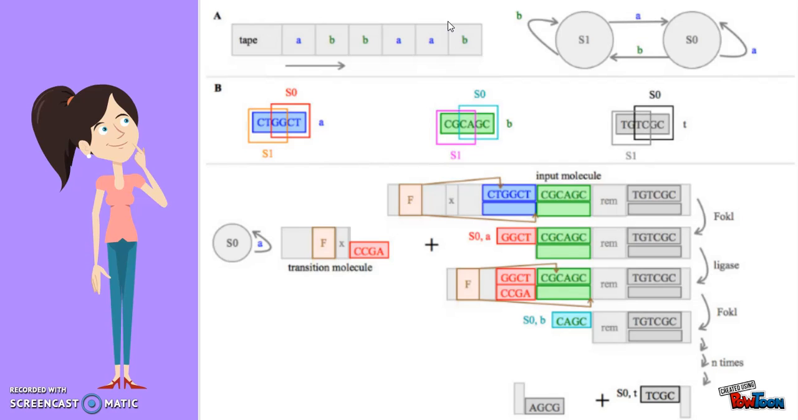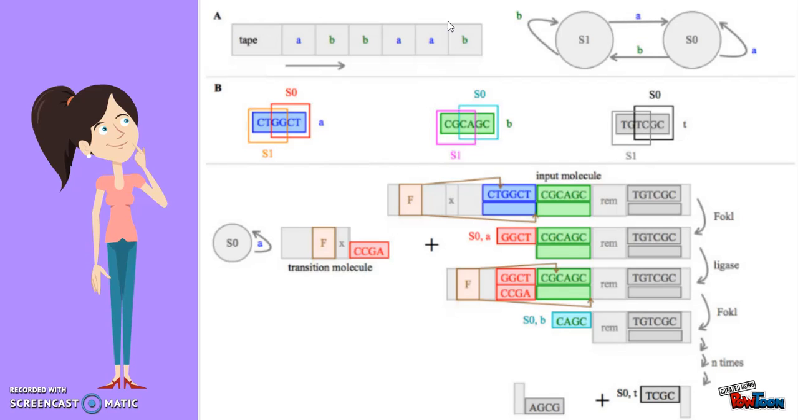Reading A, ligase ligates this product with the transition molecule. This transition molecule determines the transition between the states. In this example, if A is read, move from S0 to S0. The other transition molecules can be generated defining all other possible transition rules. These molecules are designed such that the 4 bases along the 3' overhang read the symbol. The spacer defines the cutting point of FokI and the state the machine will transit to.